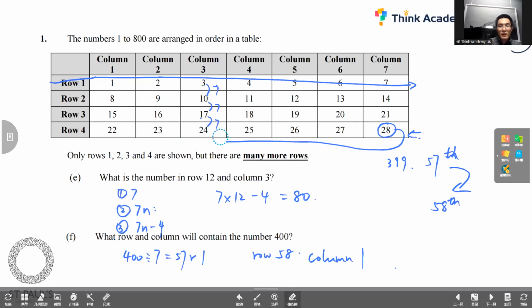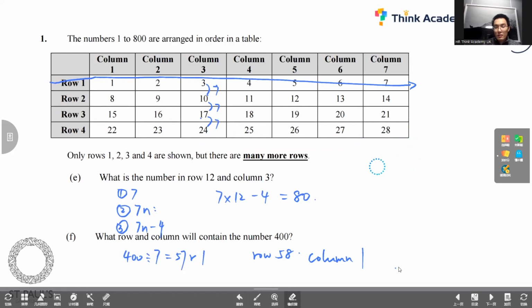Okay, hope this is clear. And for E, I'm not sure if all the other teachers mentioned the general term method in lesson 4 autumn term. But this is the general term method. My students definitely know this because I mentioned it during the autumn term lesson 4. This is a really handy method that you can use when you're trying to work with arithmetic progression.